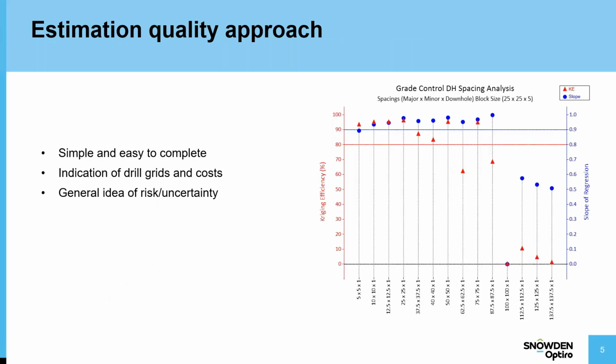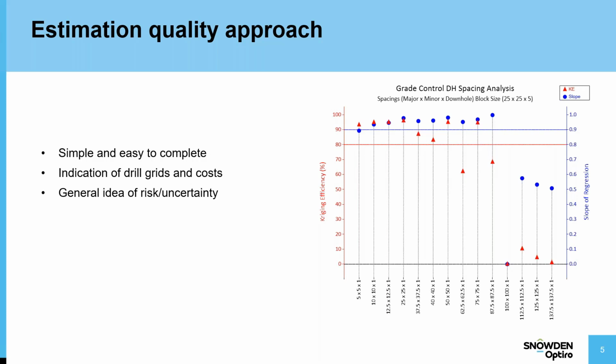So the estimation quality approach. This is the simple analysis of kriging efficiency or slope of regression for different simulated drill grid spacings, and these are what I call everyday DHSA. In this approach, theoretical estimates are undertaken at different spacings and compared, particularly the slope of regression and kriging efficiency at each drill grid spacing.